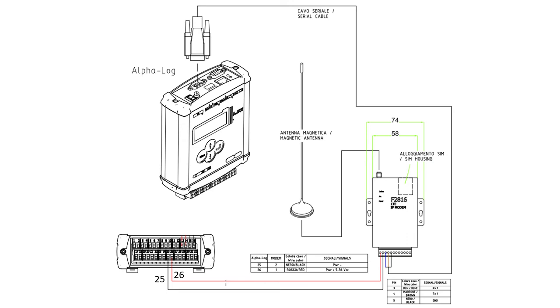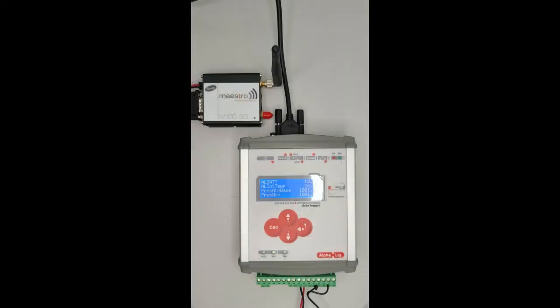Switch off AlphaLog. Insert the SIM card inside the modem, connect the serial cable to the modem and to the COM1 of the AlphaLog. Connect the modem power cable to the actuator number 3, using pin 25 negative and 26 positive of the terminal board. Connect the antenna to the modem.